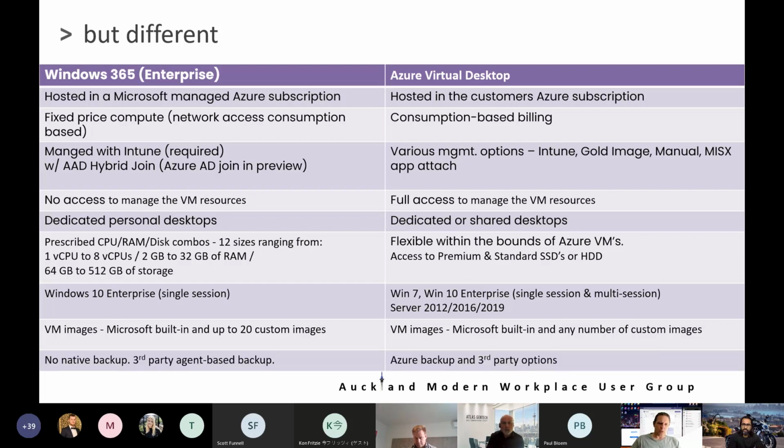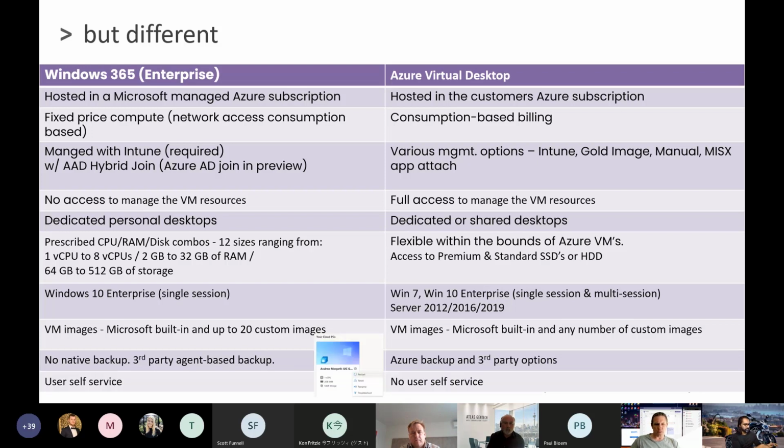There's no native backup solution, but obviously you could install some third-party agent-based backup on each of the users' desktops. In AVD, you can use Azure Backup or a third-party backup option, and you've got access to the network as well, so there might be some options there around backing up, because in both examples you've got some access to the network, right? So you could back up, and I'm sure these third-party backup vendors will be inventing products as we speak.